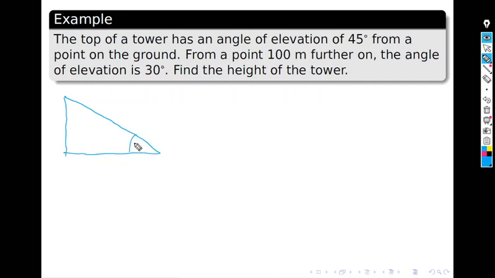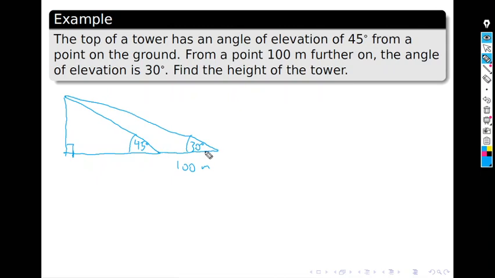Here's our tower. We're not actually going to do too much artistic drawing. We just know that this is 45 degrees. Now, if you move this way, that angle is going to get smaller. So we've moved another 100 meters, and now the angle of elevation, from the horizontal up to the top of the tower, is 30 degrees. Now, we need to get the height of the tower.